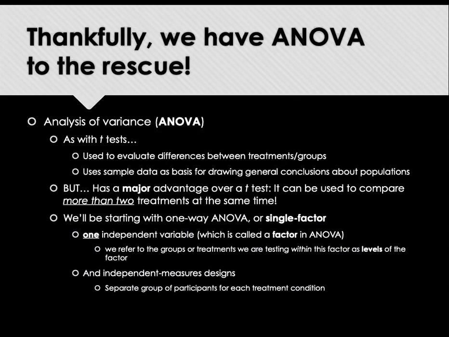of ANOVAs. Just like different t-tests, there are different kinds of ANOVAs. And today we're going to be talking about the simplest or the most basic ANOVA. It's a one-way or single factor ANOVA. And it is also an independent measures design. So what does that mean? A one-way ANOVA or single factor ANOVA means we're going to be looking at one independent variable. And when we're talking about ANOVAs, we're going to call that independent variable a factor.